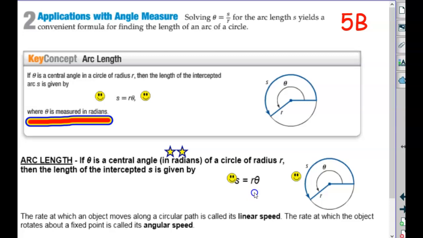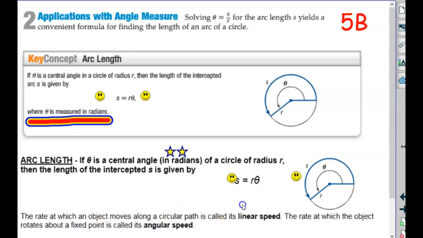Yeah, either pi over 180 or 180 over pi, right? Everybody awake? Okay. The rate down at the bottom here is very important. It says the rate at which an object moves along a circular path is called its linear speed. The rate at which it actually turns is called its angular speed.